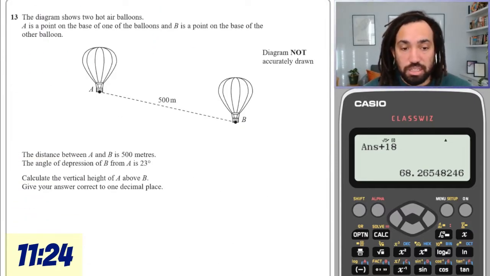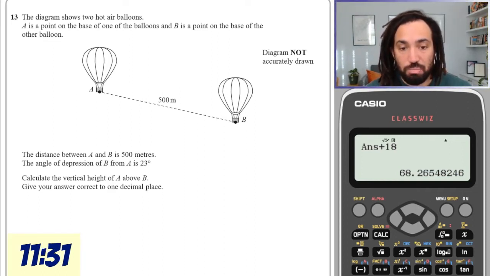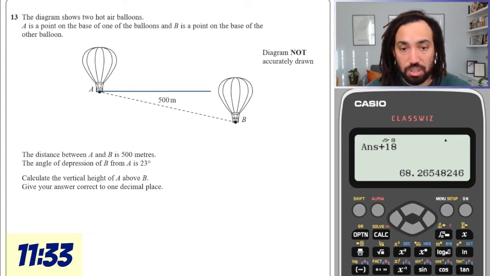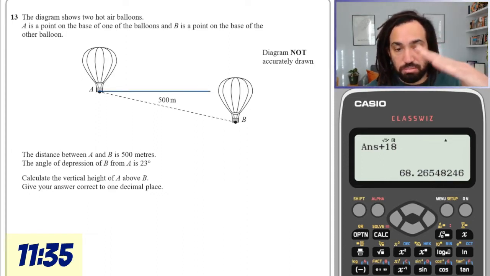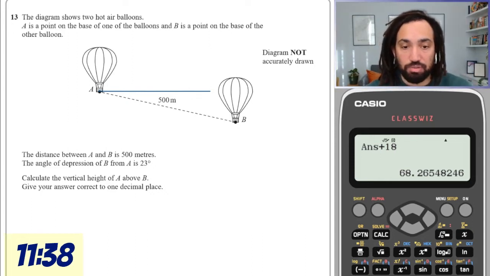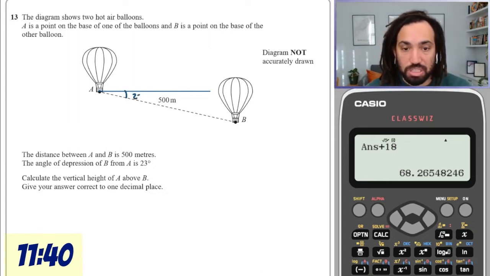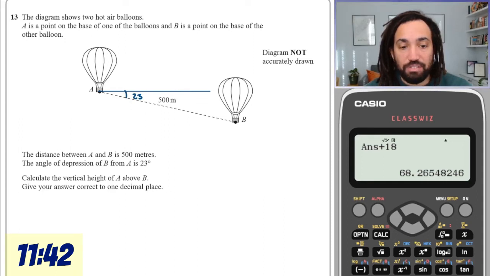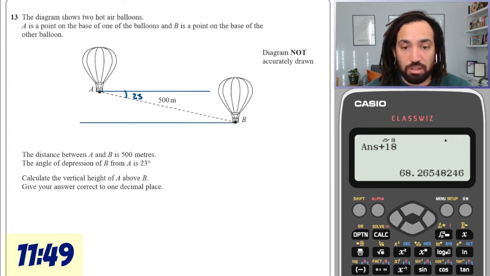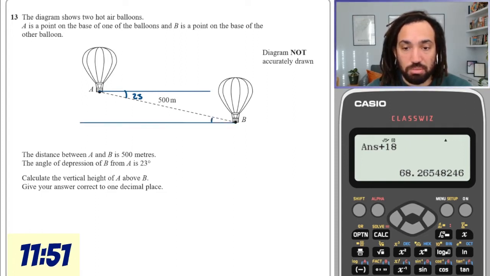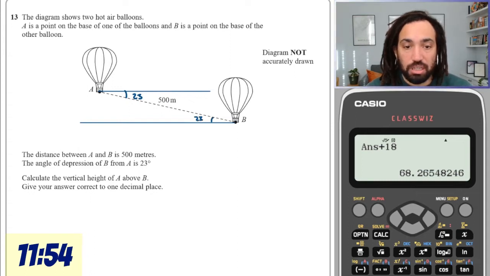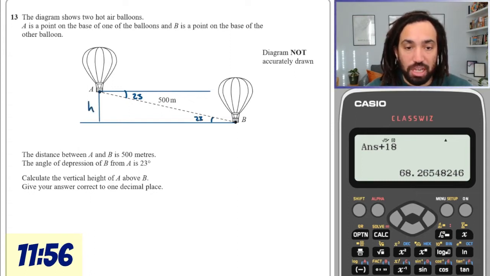Okay, it says that you've got 500 distance. The angle of depression of B from A. So if I draw a line straight out, depression means go down from A. So that angle in there is 23. Calculate the vertical height of A above B. Okay, so if I draw another line out across like that, then this is also, by Z angles, 23. Now this is the height which I'm looking for, H.